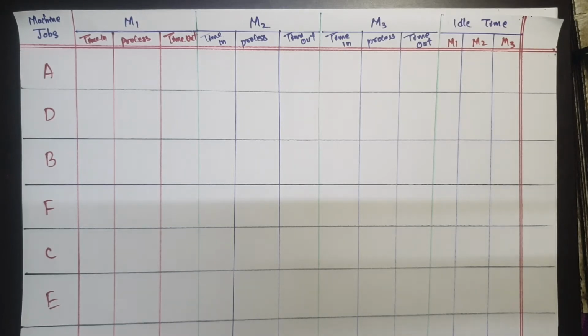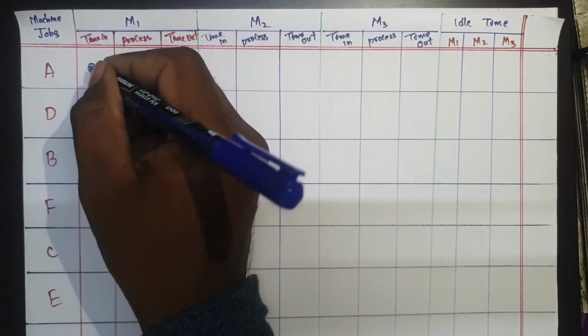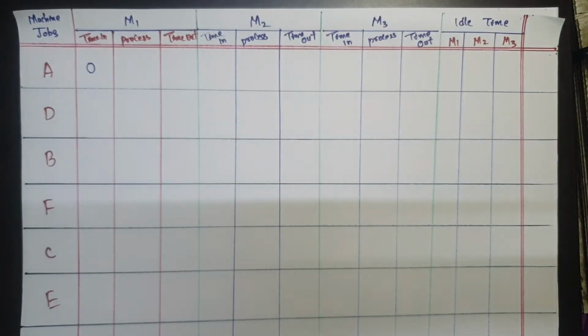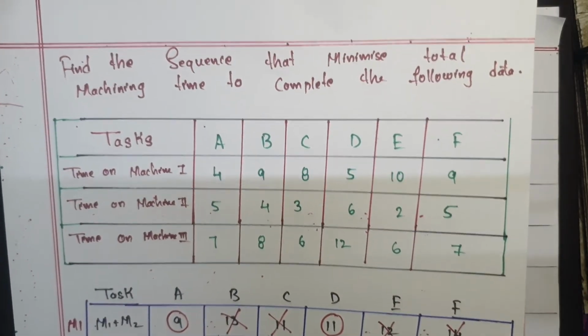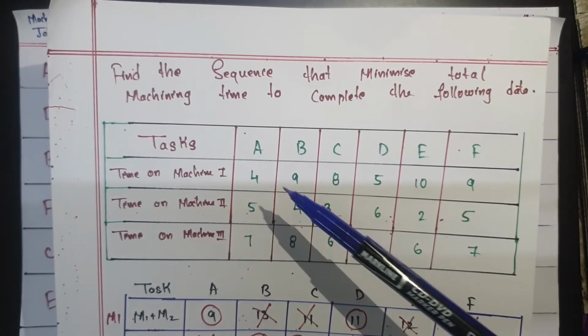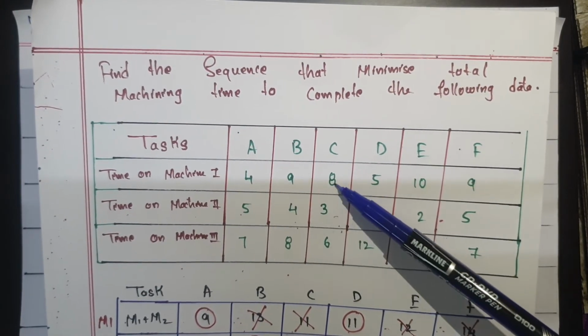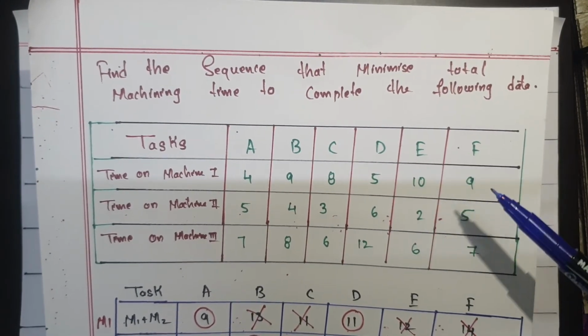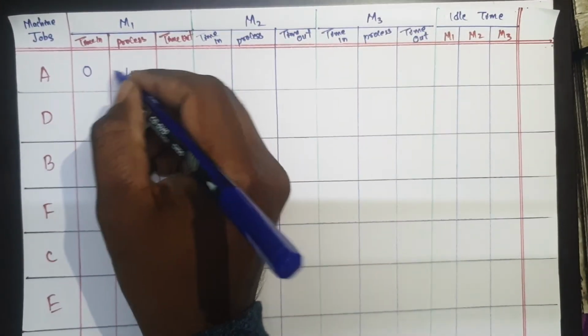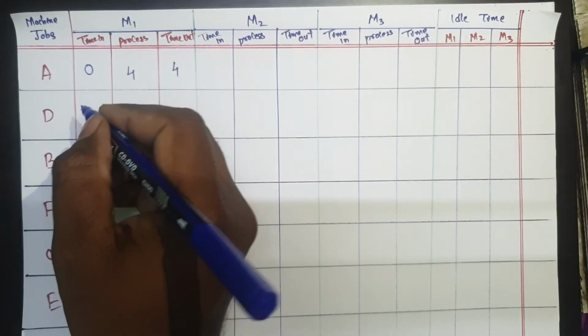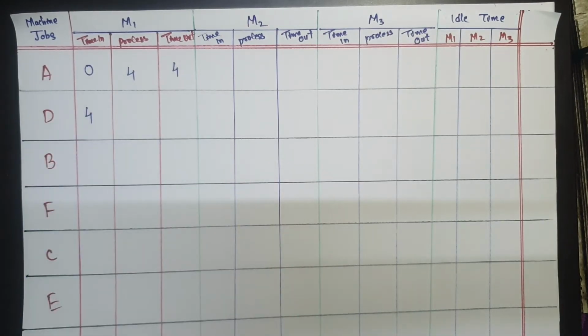After that what you have to do, every time starting from 0, always you have to start from 0. In A, as you can see, machine 1, only you have to focus on machine 1. What are the values there? 4, 9, 8, 5, 10, 9. So, here you can write 4; 0 plus 4, how much will be? 4, you can copy here 4, okay.